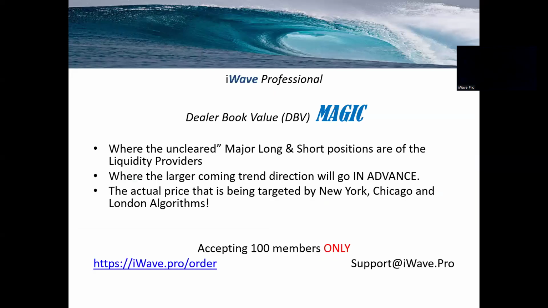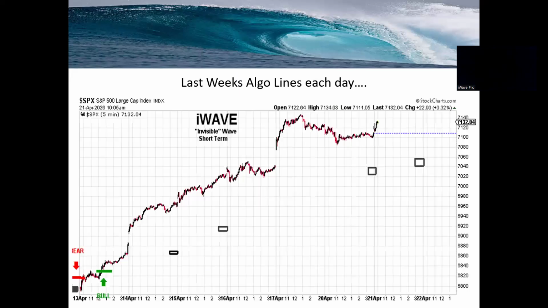What we're talking about today is just one aspect of what we do on the professional service, which is called dealer book values. You're going to find that the large hedgers, the liquidity providers, the algorithms of New York, Chicago, and London are what controls this market. Period. End of story. That's what I've seen over the decades. You're going to see where they clear and unclear their big positions that sometimes they've been left holding the bag with. You'll see where larger trims are coming in and directions, where it's going to go in advance. You'll see the actual price that is being targeted by these algorithms. And we're going to get right into it, the dealer book value.